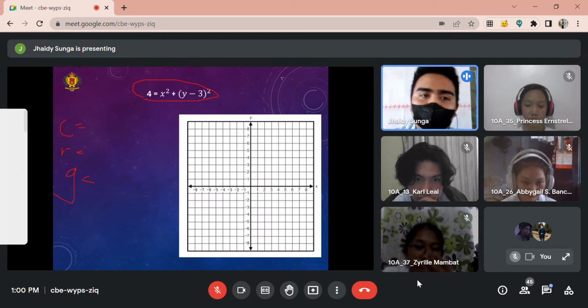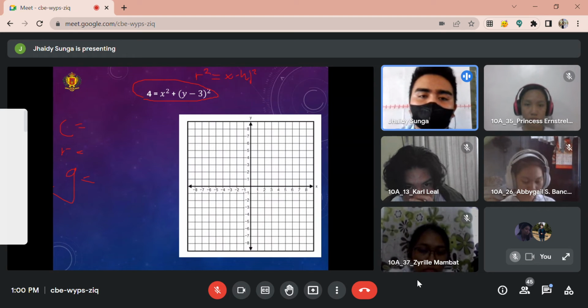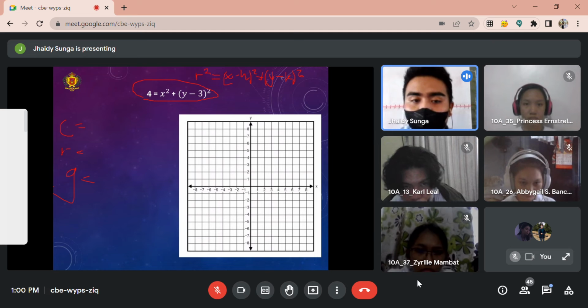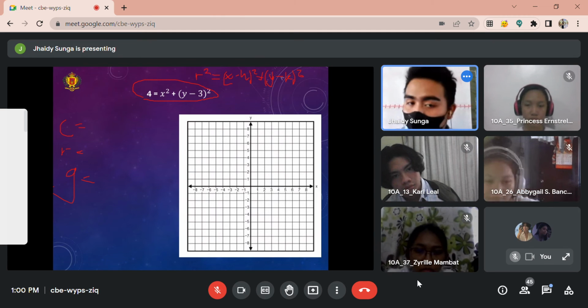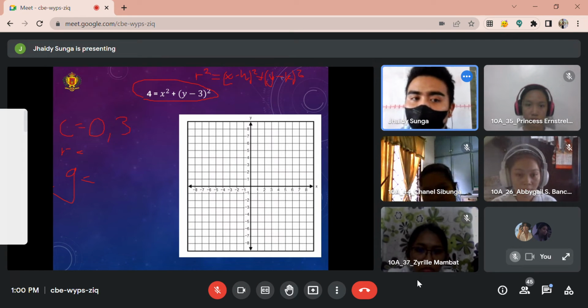The equation we have in our circle, what would be our center? Oh, remember, what is our standard form? The standard formula: r squared is equal to x minus h squared plus y minus k squared. What would be our center, po? 0 and 3.